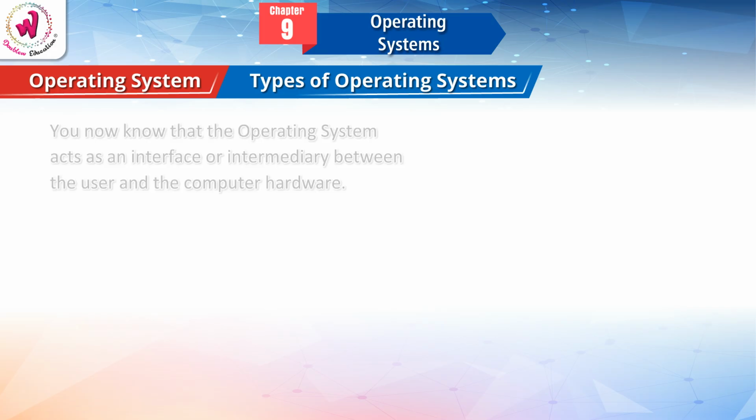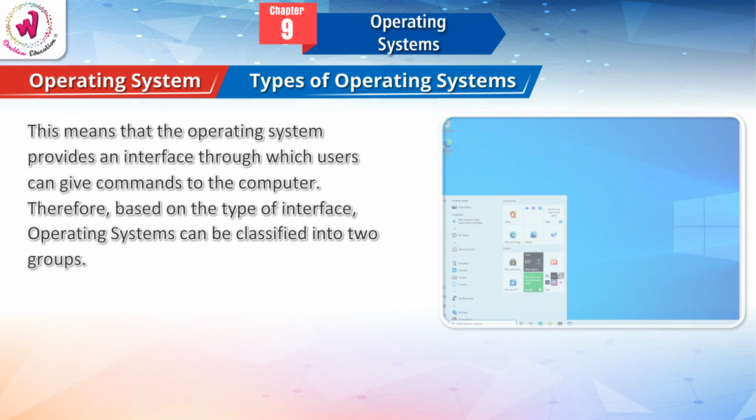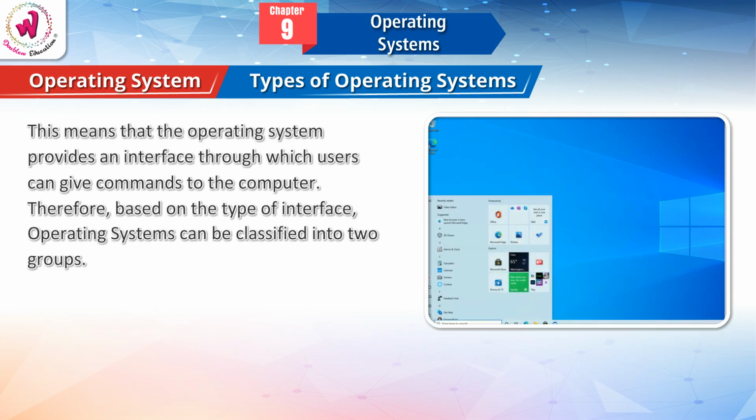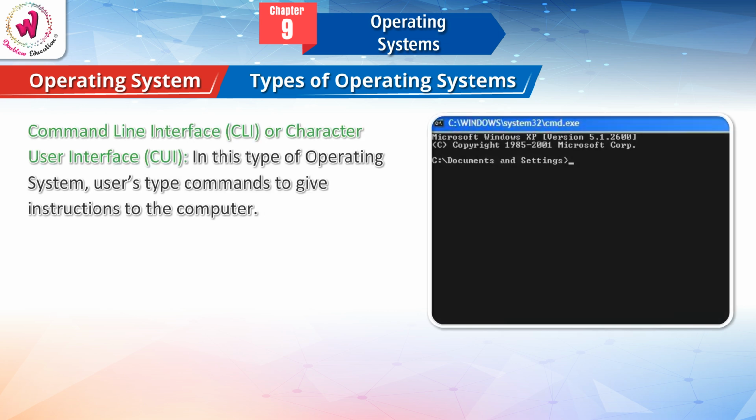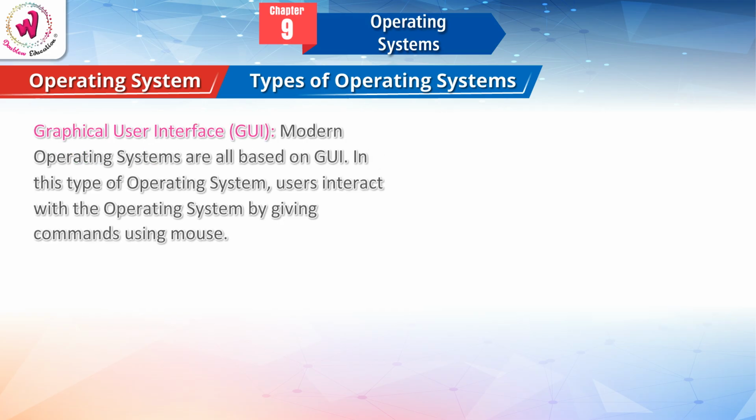Types of operating systems. You now know that the operating system acts as an interface or intermediary between the user and the computer hardware. This means that the operating system provides an interface through which users can give commands to the computer. Therefore, based on the type of interface, operating systems can be classified into two groups. Command Line Interface (CLI) or Character User Interface (CUI). In this type of operating system, users type commands to give instructions to the computer.